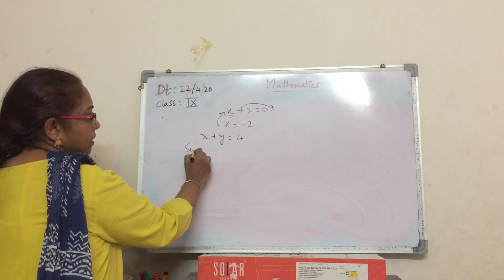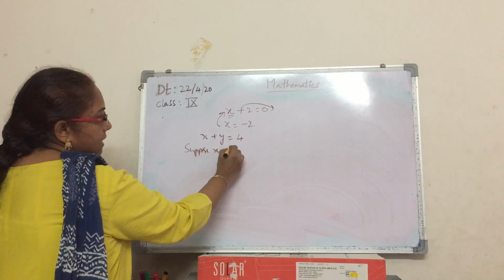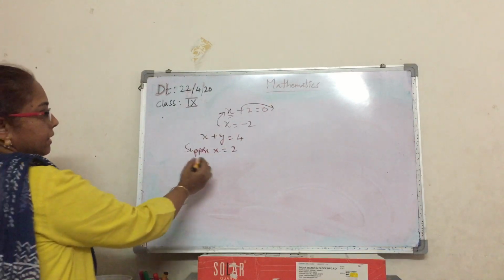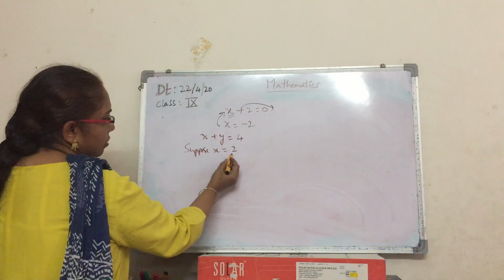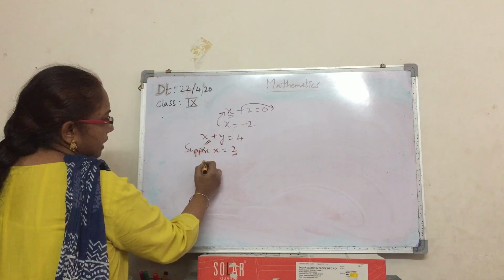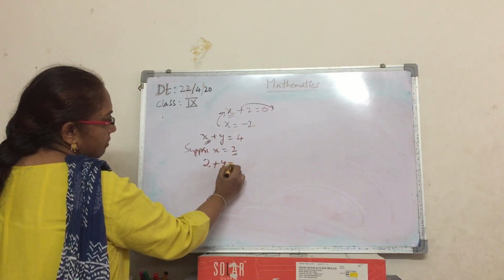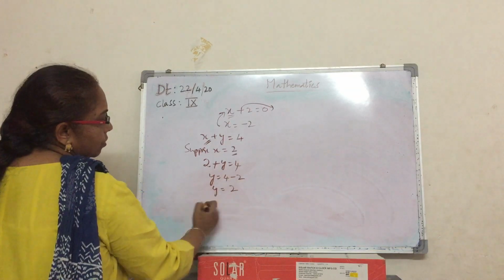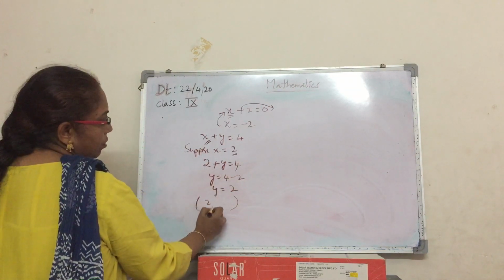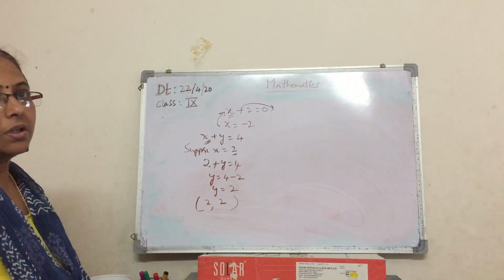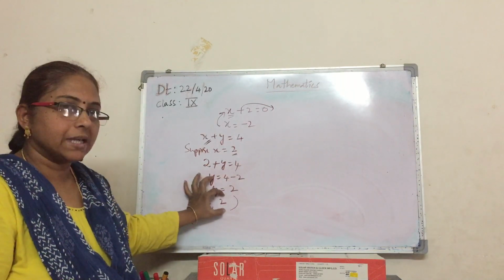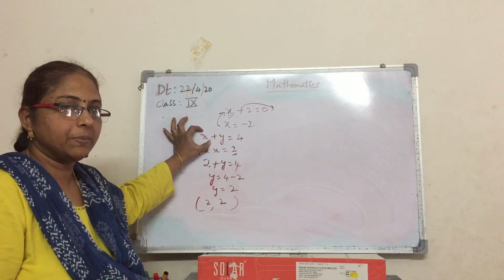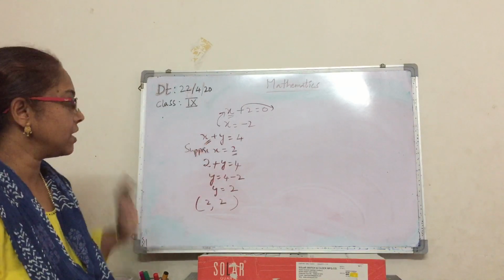Suppose we take x is equal to 2. Then what will you get as the y value? See, this x value you substitute in this equation in place of x. 2 plus y is equal to 4. What is y? 4 minus 2. y is equal to 2. Now what is the solution of this? 2 comma 2. See, 2 comma 2 means x is 2, y is 2. If you substitute in this equation, you will get both sides equal. It means it satisfies the equation.